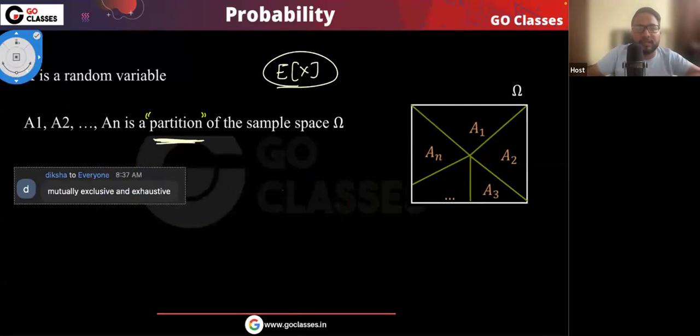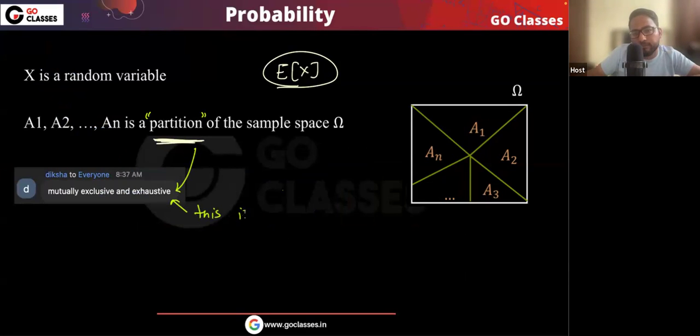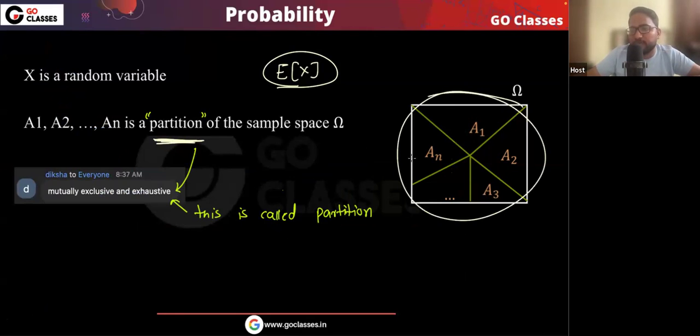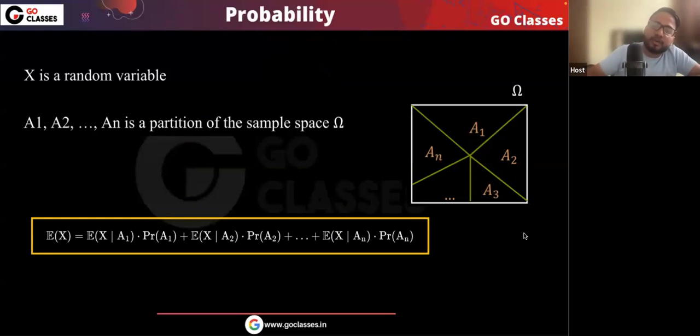Okay. So basically this is called partition. Mutually exclusive and exhaustive, which means no two events are overlapping. This is called mutually exclusive, and exhaustive means all of this together forms the sample space, right? Anyway, if I divide the sample space into n partitions, then I can say expectation of x.